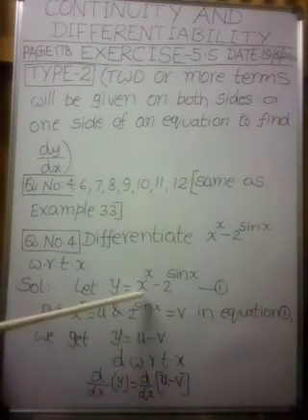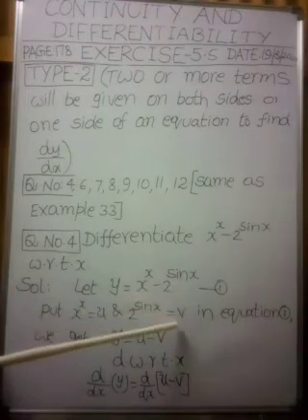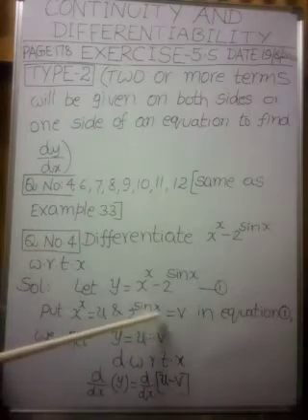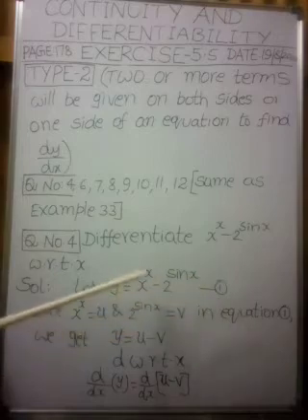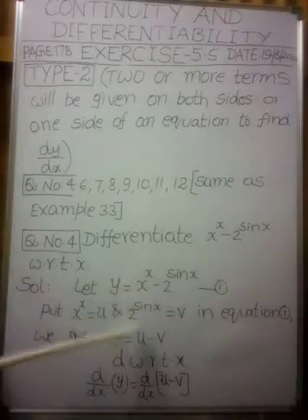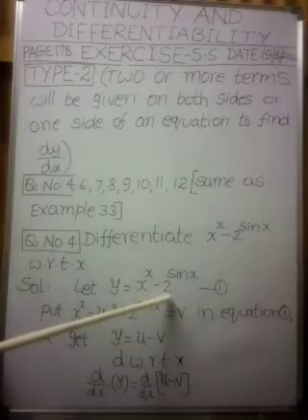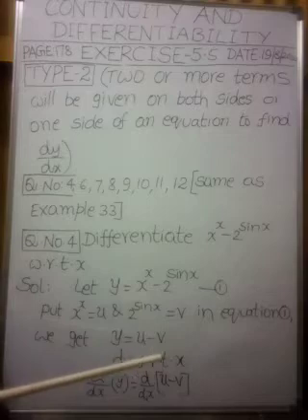Here we have to assume x power x is equal to u and 2 power sin x is equal to v. We have to put x power x is equal to u and 2 power sin x is equal to v in this equation 1. Okay, my children, then we get y is equal to u minus v, since we assumed x power x is equal to u and 2 power sin x is equal to v. So we get this equation.